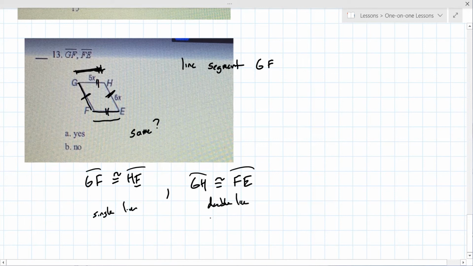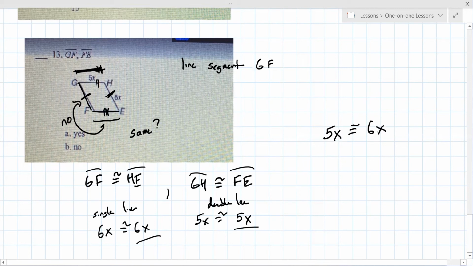So all we know is that GH, which is 5x, is congruent to FE, which is also 5x. And then over here, this is 6x, congruent to 6x. But what they're trying to do is have you compare these two, where one's a single line and one's a double line. The answer is no. They're not the same because one is 5x and one is 6x. 5x is not the same as 6x.